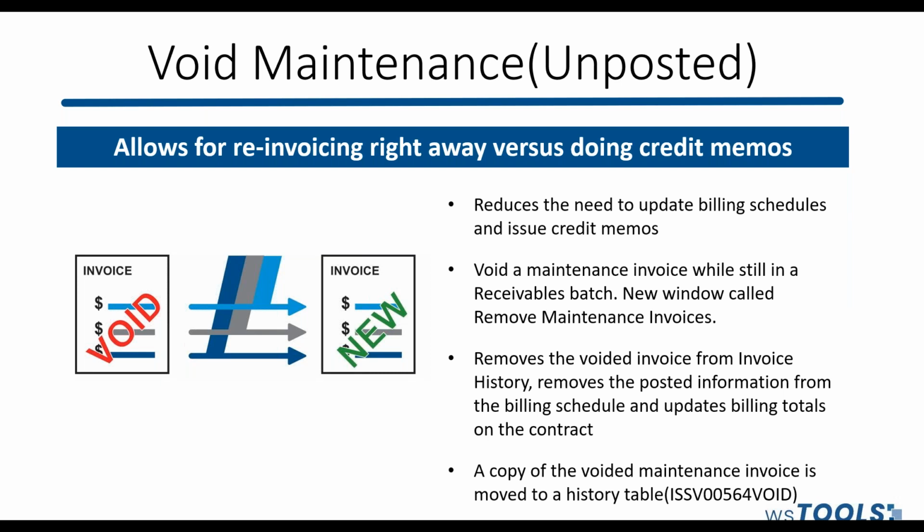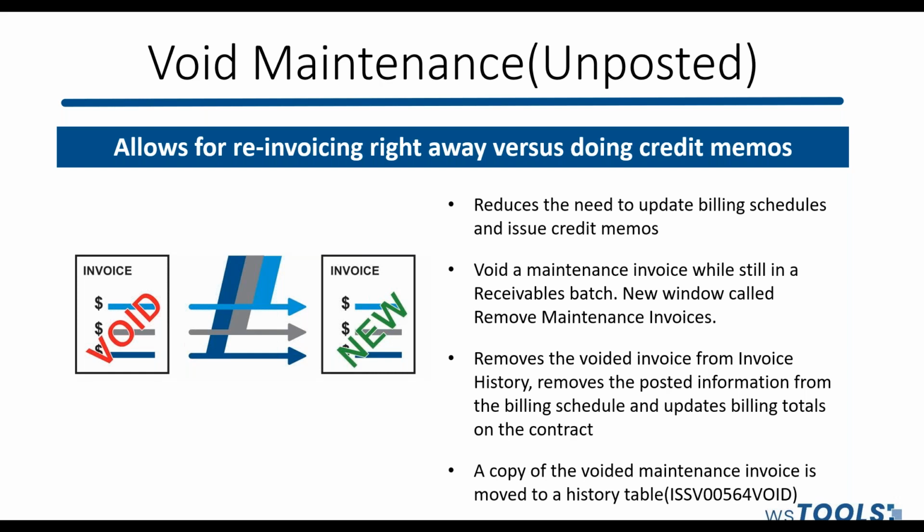So this is the other part of void maintenance, and that's when we say unposted. As you had gone through the whole process of maintenance invoice, you create your invoices, whether that's in a batch perspective or you do them one at a time, it's still creating a batch sitting over in receivables, typically called maintenance XXX, right?